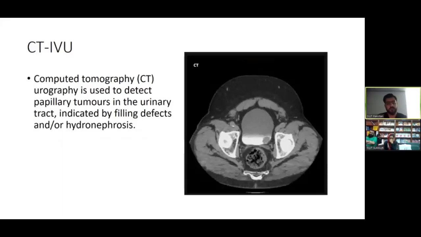CT-IVU, or computed tomography, is used to detect papillary tumors in the urinary tract, indicated, as we can see, by the filling defect. CT urogram is not limited to that. We can also diagnose whether or not the disease has spread to other organs as well.